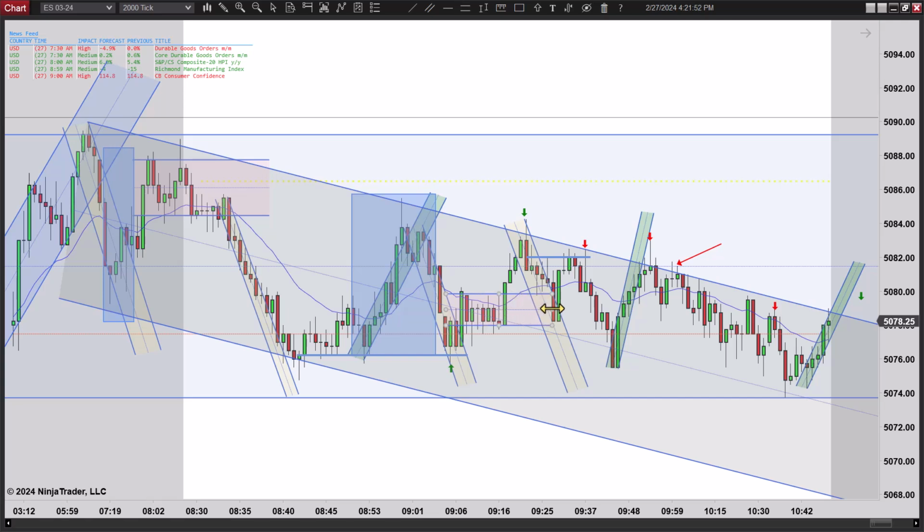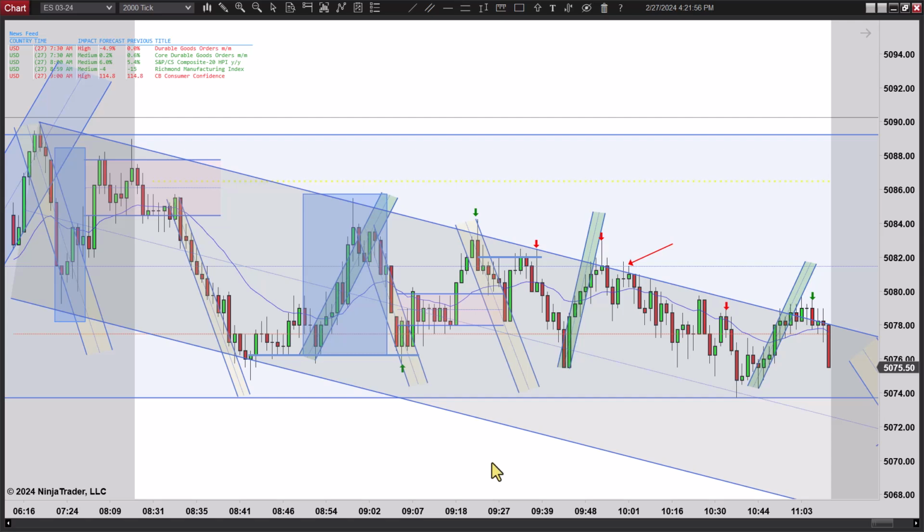You can see it acts as resistance a couple of times. It just looks congested there. So even though that would have worked, I think you have to skip it. But then we come back and we end up getting a 1, 2, 3 triple test here, and that's a second entry short.